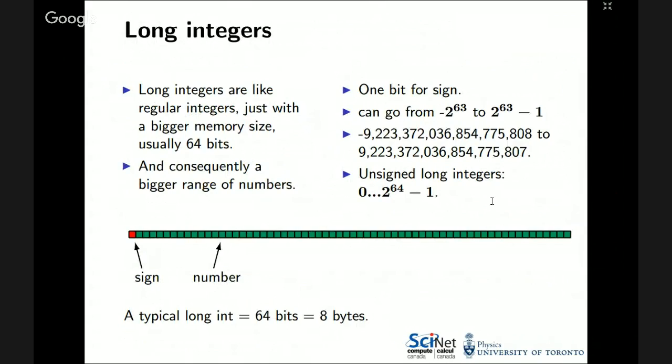There are more variations of integers. There are long integers, which usually have 64 bits. They are way longer than the usual one. The typical integer is half the size, so that's the range of numbers that you can allocate, basically from minus 2 to the 63 to 2 to the 63, and always minus 1 because the 0 is always there as well. And if you decide to use unsigned long integers, you can go from 0 to 2 to the 64 minus 1, and the reason for minus 1 again is because 0 is also represented. Okay.